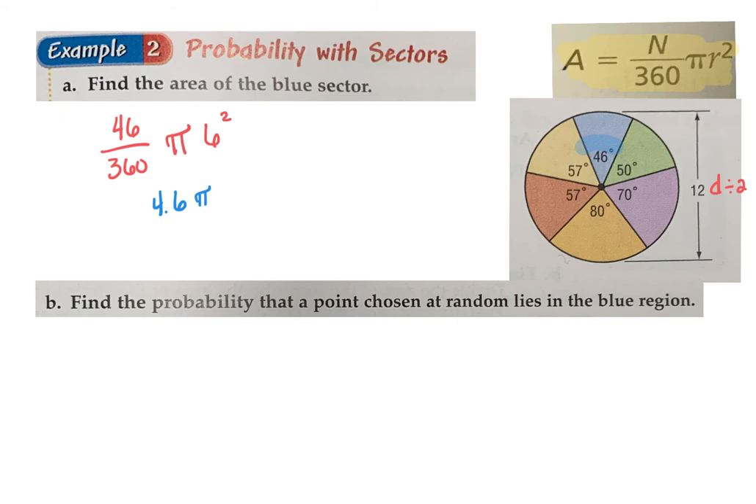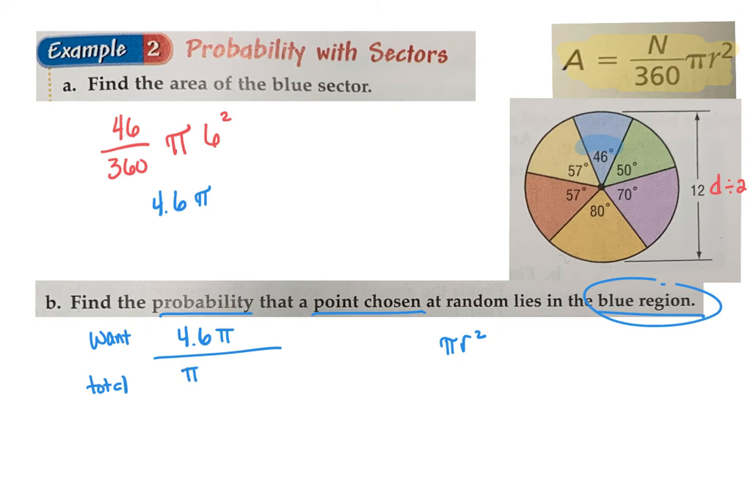Now the next question says, find the probability that a point chosen at random falls in the blue region. Well, we already know the total area of the blue region. We just found it to be 4.6 pi. That's what we want. We want it to fall into the blue region. So this is what we want. And remember, probability is what we want over the total. Well, the total is the total area of that circle. The total area of that circle is going to be just simply pi r squared. And so we're going to take our pi r squared and calculate the area there.